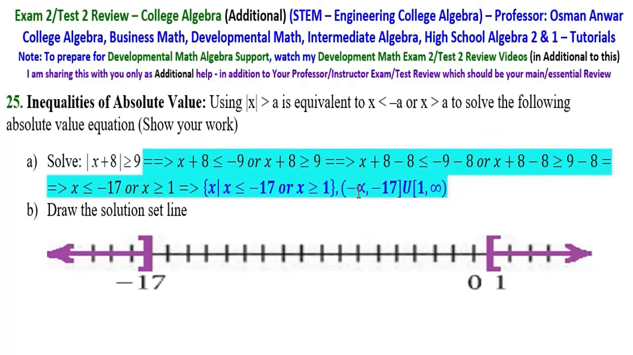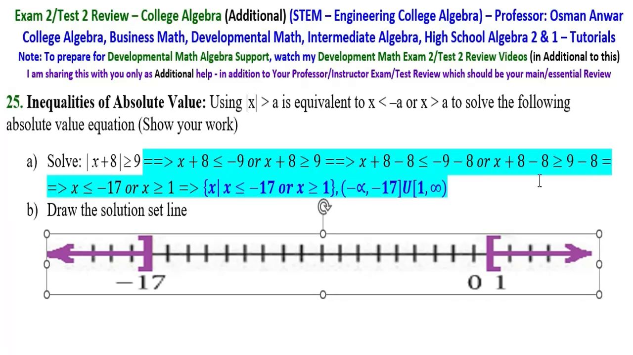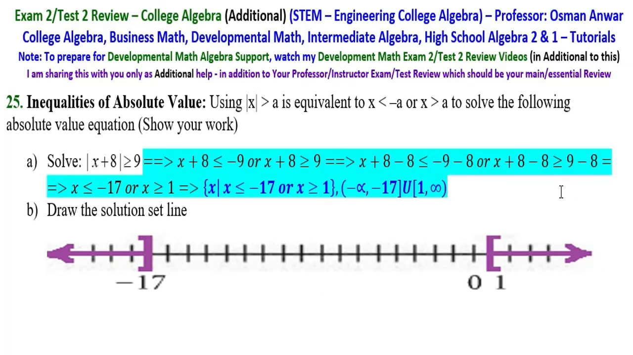In interval notation, it is from minus infinity to minus 17, where minus 17 is included, union 1 to infinity, where 1 is included. And this is the graph. It is from minus infinity to minus 17, this, or it is from 1 to infinity. That's the graph.